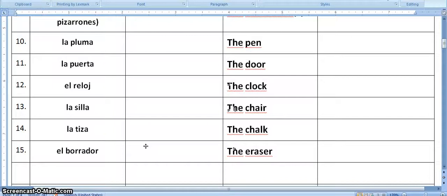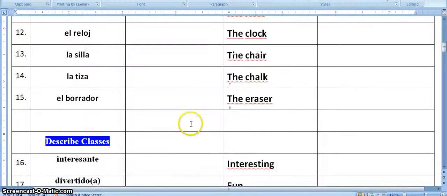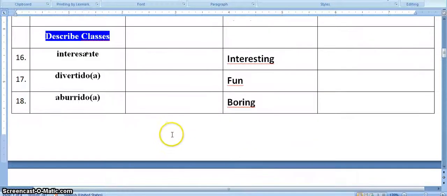Alright, so la silla is the chair. Número 14 is la tiza. La tiza, it's not tiza, it's la tiza, and that is chalk. I don't think in this school we use chalk. I don't know who does. That's crazy. Okay, número 15 is el borrador, the eraser. Alright, so we have 1 through 15 down.